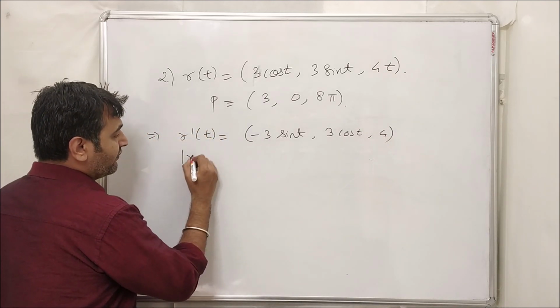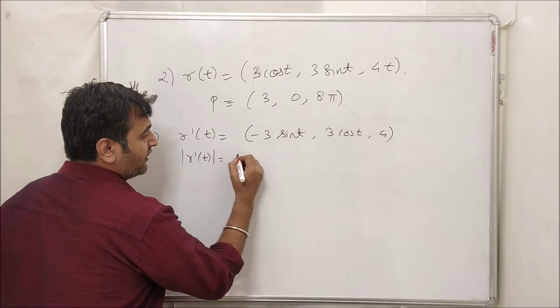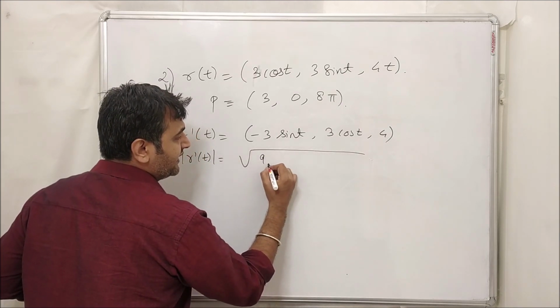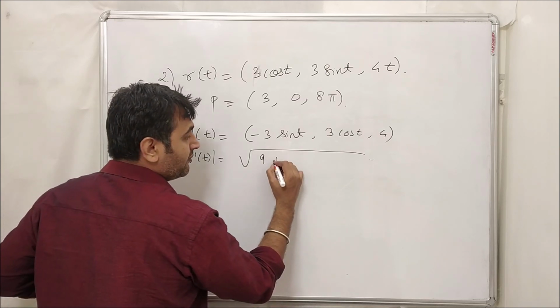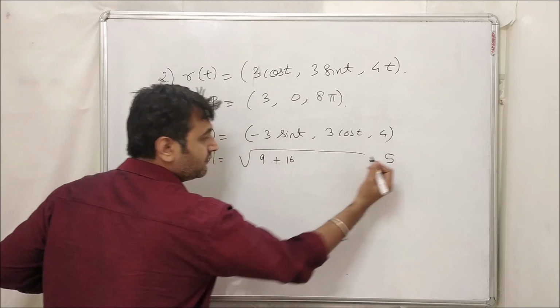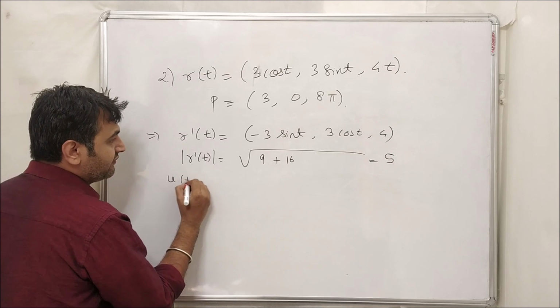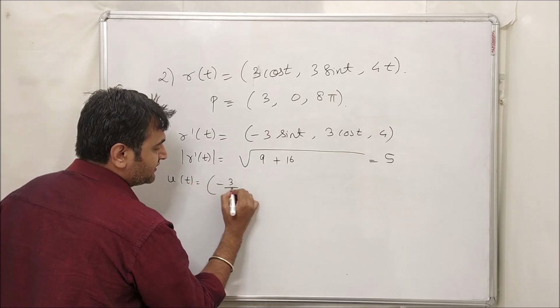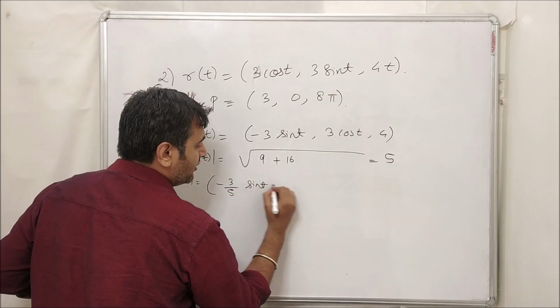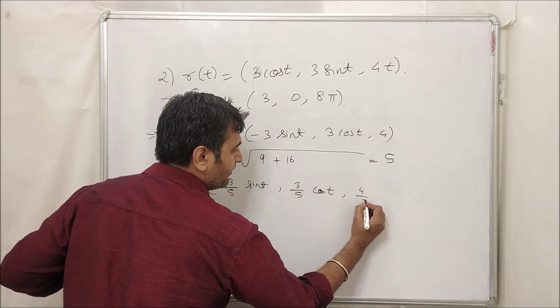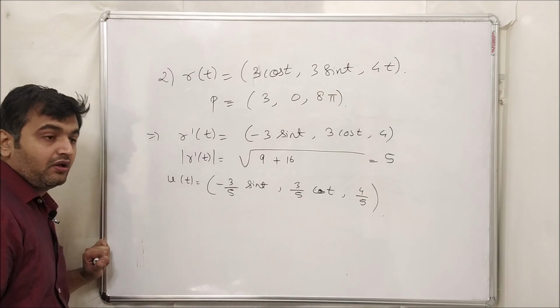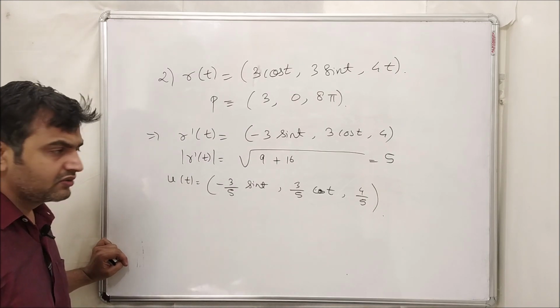And what is the mod of r prime of t? The mod of r prime of t is nothing but the square root of 9 sin square plus 9 cos square, so I will only have 9 plus 16, which is 25, so the root is 5. So what is your unit tangent vector? It is minus 3 by 5 sin t, comma 3 by 5 cos t, comma 4 by 5. So this is the unit tangent vector. Good, so this was easy.